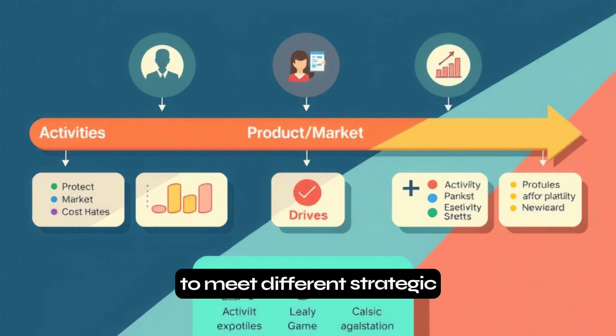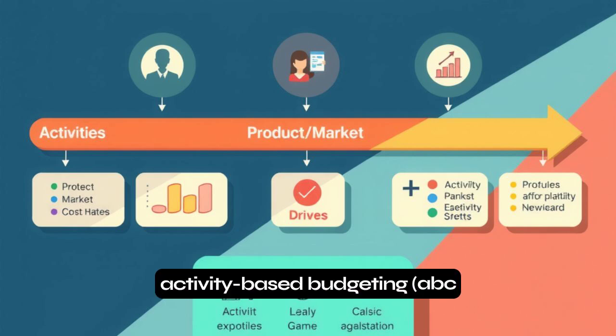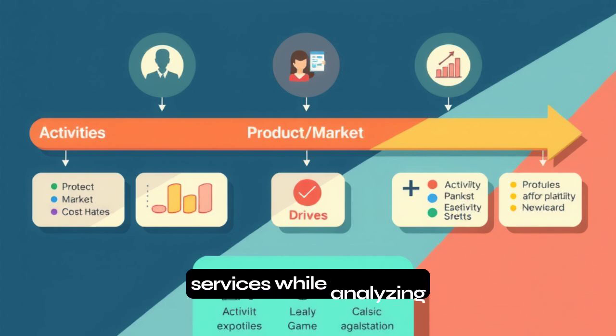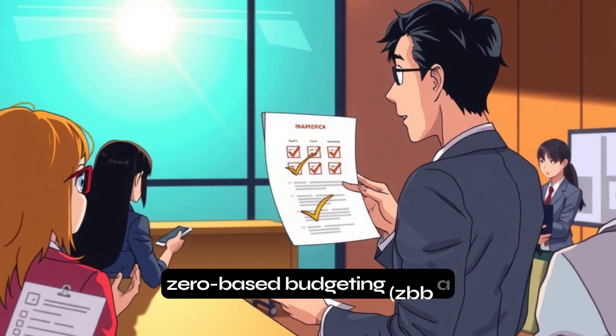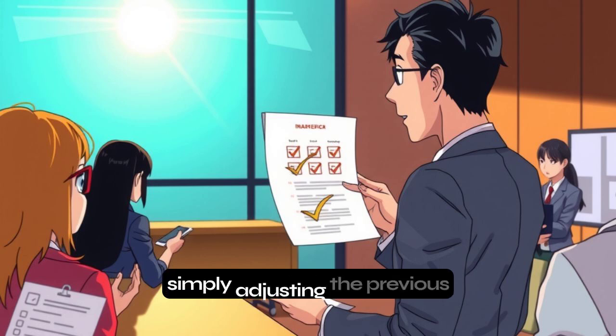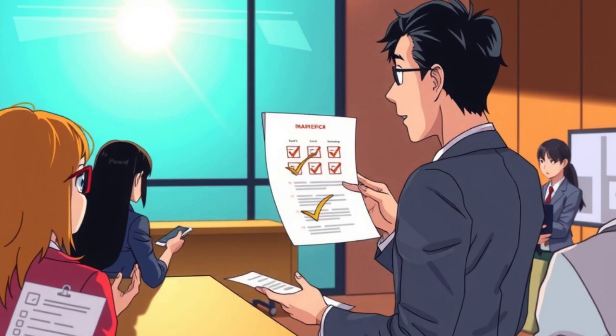To meet different strategic needs, organizations utilize various budgeting models. Activity-based budgeting, ABC. This applies activity-based costing principles, focusing on the activities required to produce and market goods and services while analyzing specific cost drivers. Zero-based budgeting, ZBB. A rigorous process where every manager must justify their department's entire budget for every new cycle, rather than simply adjusting the previous year's figures.